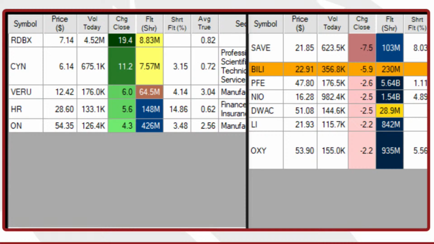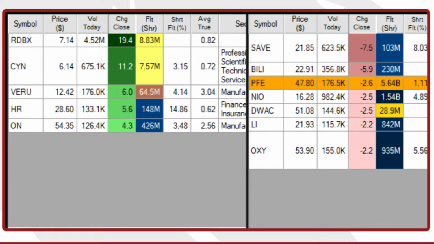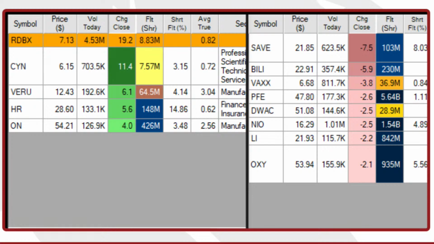All right, guys, here we have our gappers list today. Couple of things in the green, a couple of low floats. I think that's red box. Not sure what CYN is. VRU has been making some noise last week and the week before, I believe. So we'll see what's happening there today. And a couple of others.